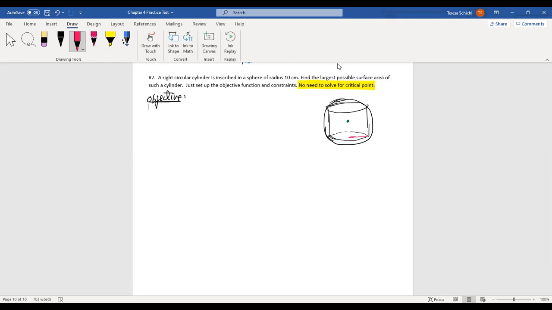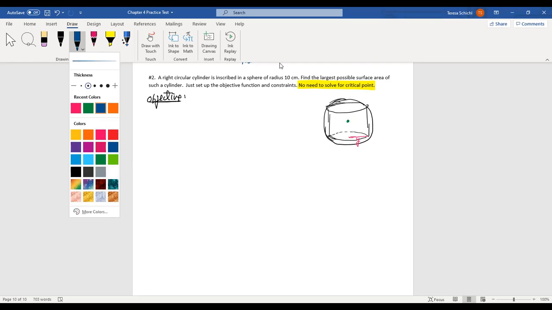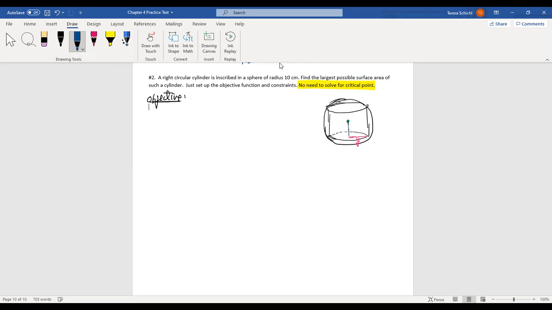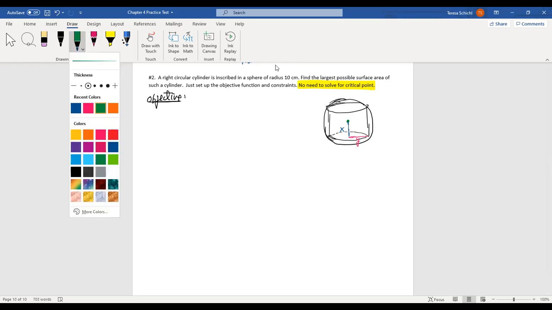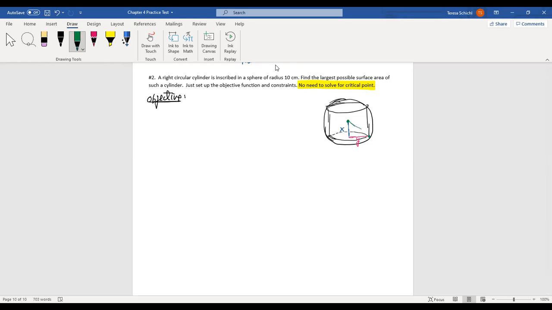This right one I say is y. And then this one here, I will say is the height to the center of this sphere. I say this is x. Then this value here for the inscribed, I say this is the radius of this sphere. So I want to find the surface area. I want to maximize the surface area.